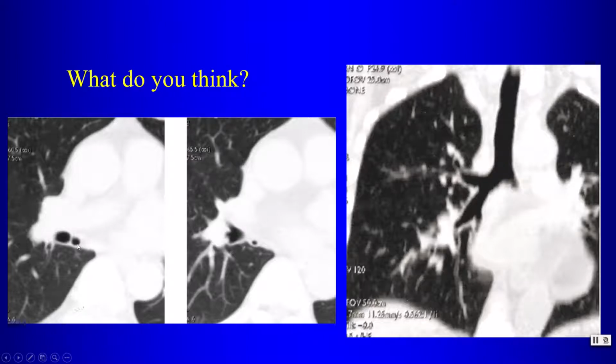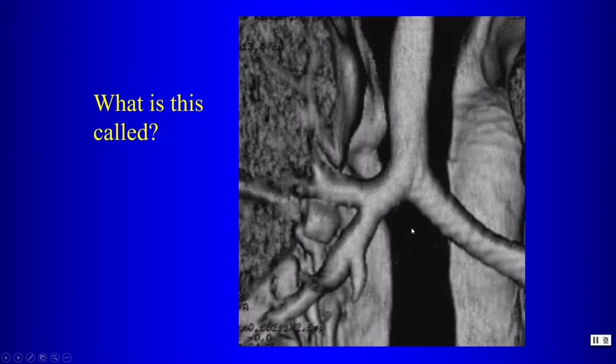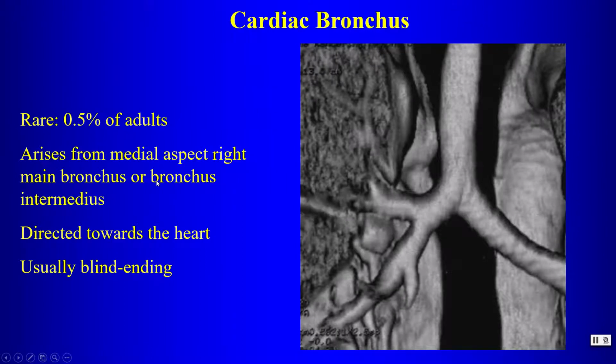Here's another bronchial abnormality. This bronchus coming off medially here from the bronchus intermedius. And you can see that it is blind ending. So what do we call this when we have a blind ending bronchus like that coming off medially from the bronchus intermedius? This is called a cardiac bronchus. So this is quite rare. It's directed towards the heart. It's usually a blind ending bronchus. This can arise from the medial aspect of the right main bronchus or the bronchus intermedius.